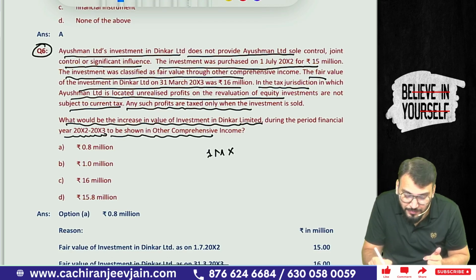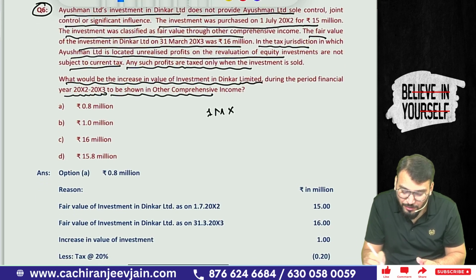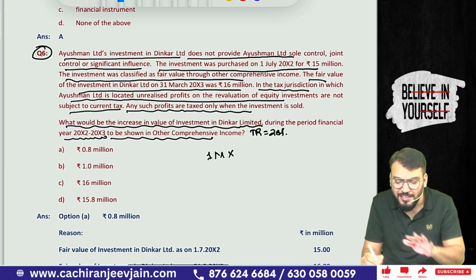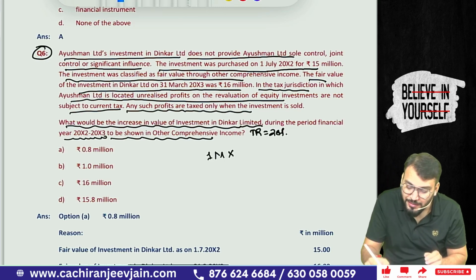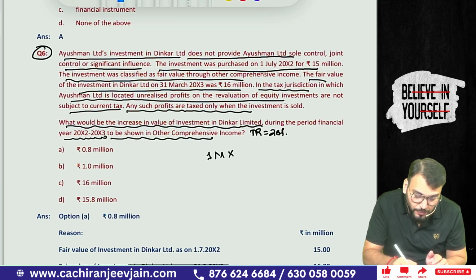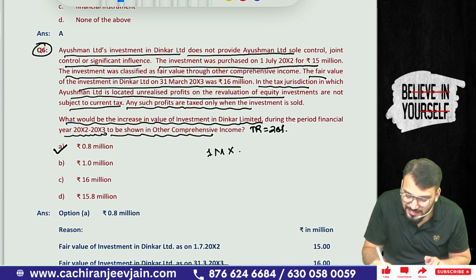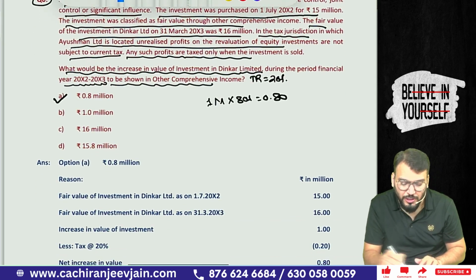So 1 million into the tax rate, which is not given. Actually, the tax rate was missing here. So you can write somewhere here that the tax rate is equal to 20%. In the exam, the tax rate will be given, don't worry. So into 20%, that will be 0.20. Therefore, in OCI we will transfer 0.80. So option A is correct. It becomes 80%, and 80% becomes 0.80. Option A is correct.